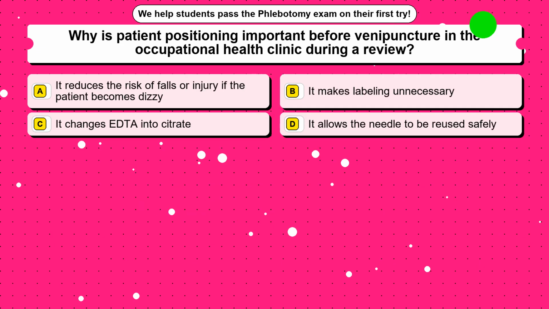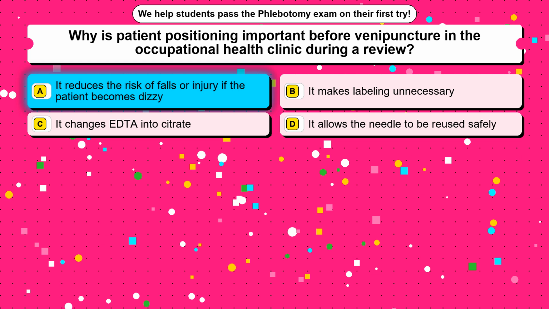Question 92. Why is patient positioning important before venipuncture in the occupational health clinic during a review? Option A. It reduces the risk of falls or injury if the patient becomes dizzy. Option B. It makes labeling unnecessary. Option C. It changes EDTA into citrate. Option D. It allows the needle to be reused safely.